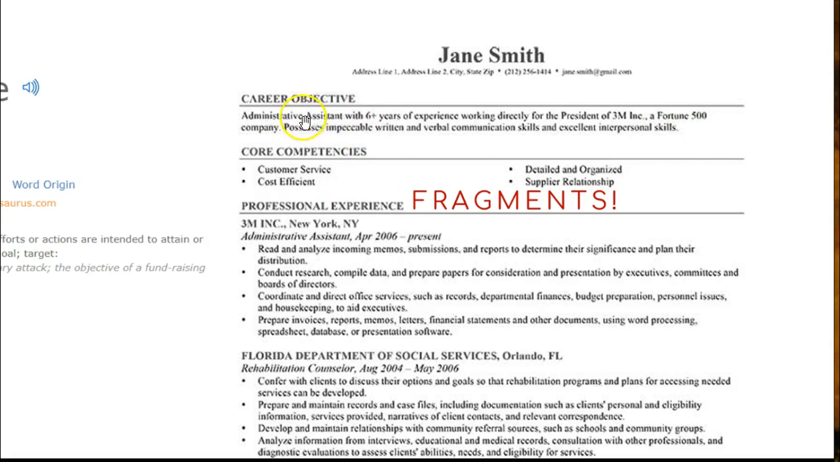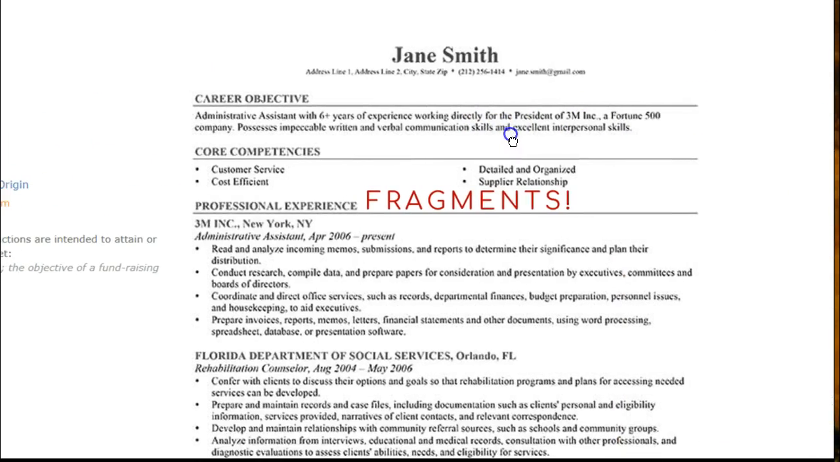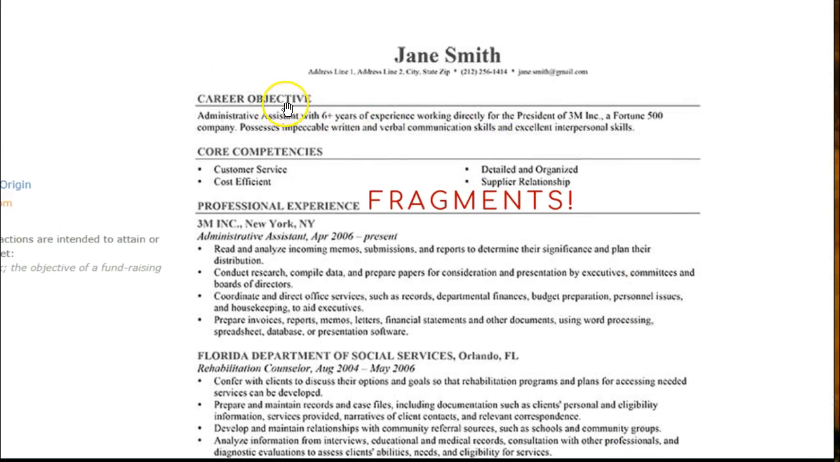So this actually isn't an objective. It doesn't match this definition. This is actually something like a summary or a profile where she's tying all of her experience together. So this is actually very well written, but it shouldn't be called a career objective. It should be called a summary or a profile.